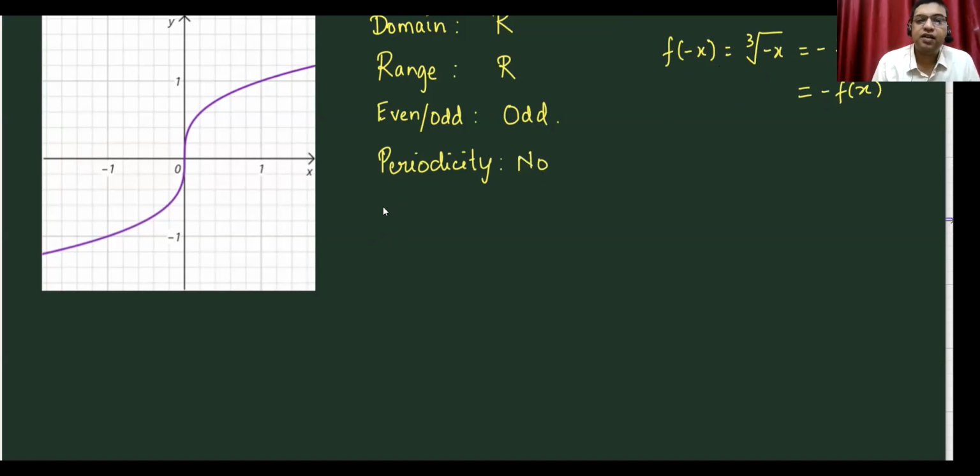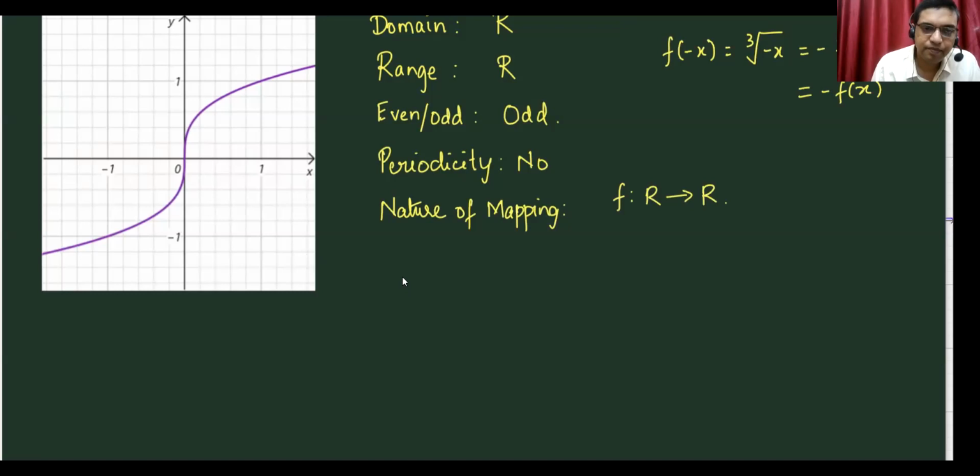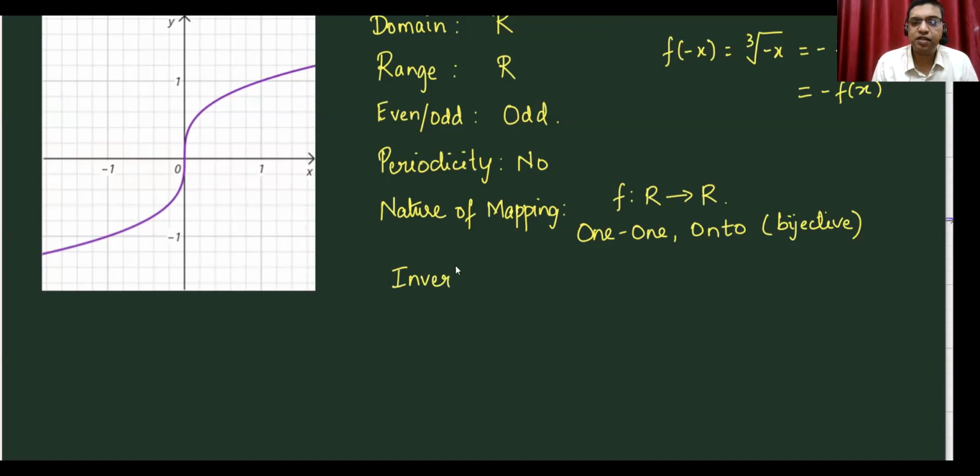And then nature of mapping. What is the nature of mapping? F mapping R to R. Tell me. Bijective, very good. It is 1-1. It is onto. This is bijective. All right. Then invertible, yes, because it is bijective.